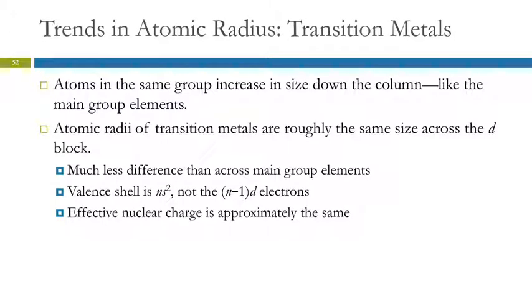Now the transition metals, not as predictable. They do follow that same trend that if you go down in a group, down a column, they will get larger. But going across doesn't really work very well. You can kind of think of them as being roughly the same size, all of the ones in the same period. The valence shell is the ns2. It's not the d electrons. So as you're going across, the effective nuclear charge is essentially the same, because as you're adding electrons, you're adding core electrons, not valence electrons. So the effective nuclear charge is roughly the same.